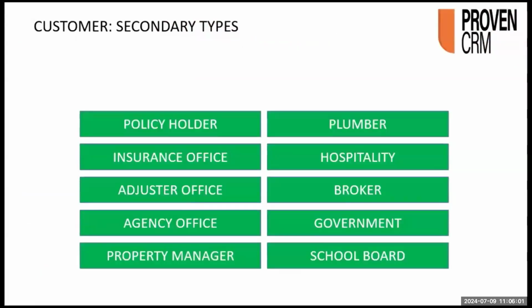Once you have determined the primary type for your organization, you can now add additional types, also known as secondary types. Common secondary types for customers would be insurance office, agency office, or property manager. Your customer records can be added to the Job Relationship tab with those secondary types.